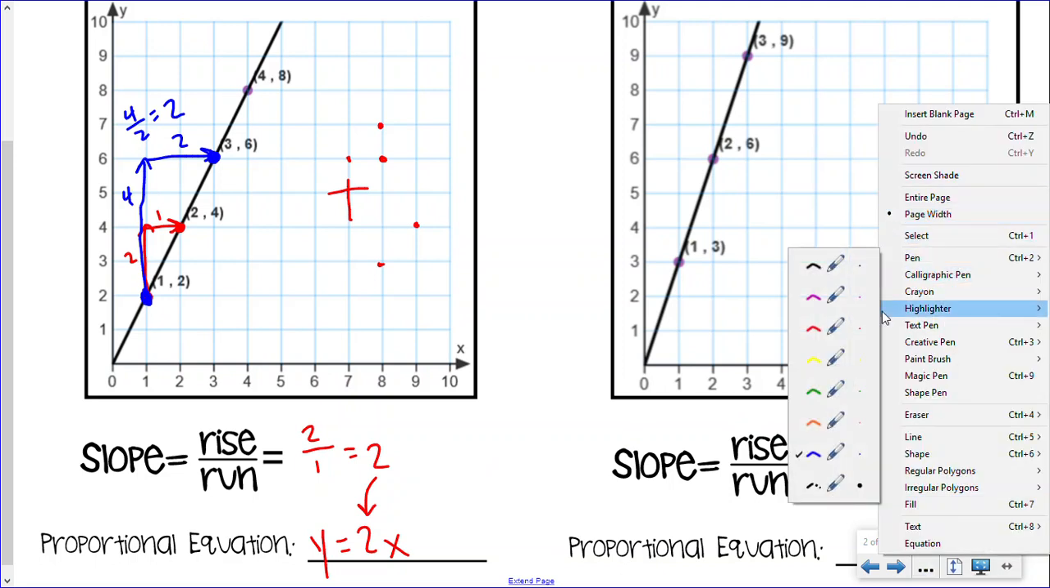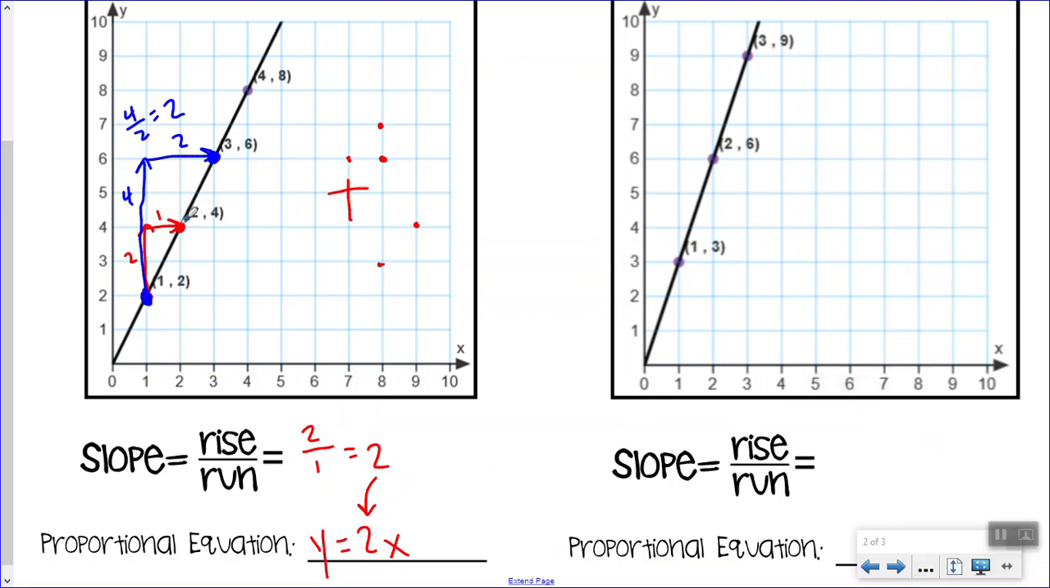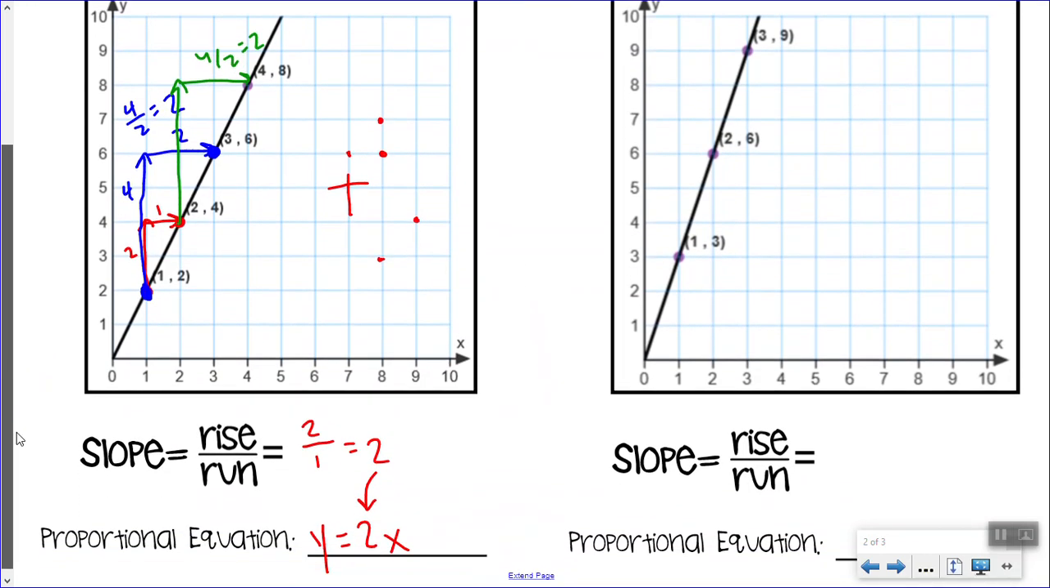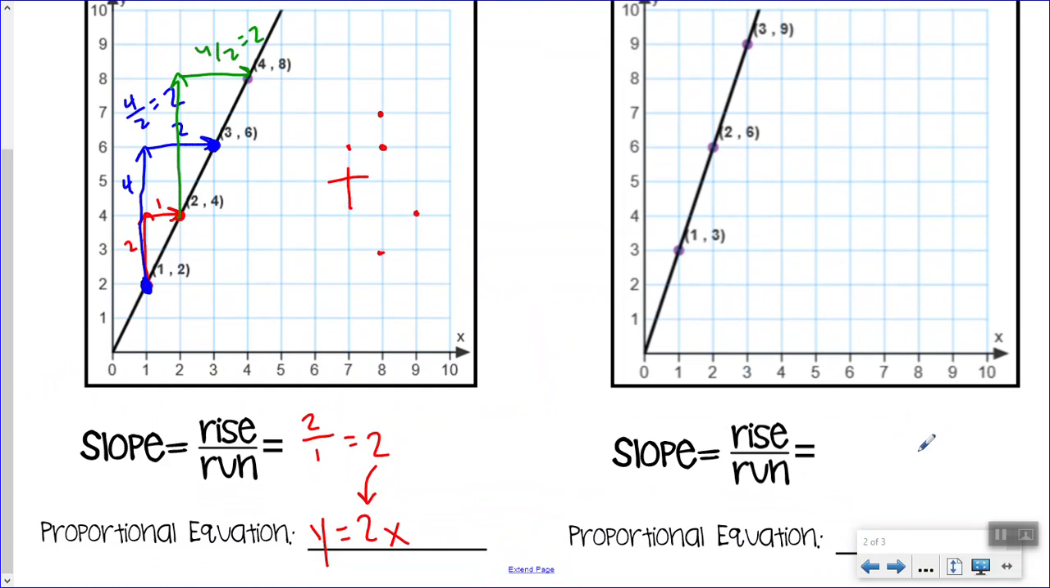If I pick a different pair of points, I'm still going to get the same thing. If I go from this point here to my next point, we come up 4 over 2, we still get 2. So it doesn't matter which 2 points I pick. As long as I pick 2 points that are on the line, I'll be able to calculate that slope. Pause the video and see if you can find the slope for the second graph here on the right.